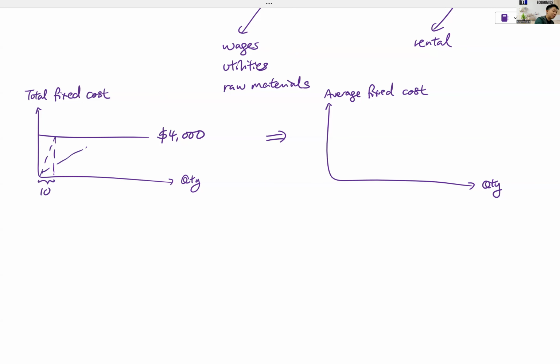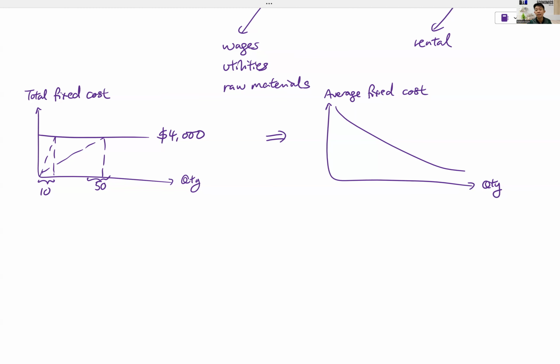Yeah, this is so simple. If I produce 50 units, it's how much? Oh yeah, okay, it's 80, right? Okay, and so on. So it looks like this. You divide by 0, undefined. Divide by infinity, it also approaches 0, but it never touches 0. It's at asymptote. This is average fixed cost.